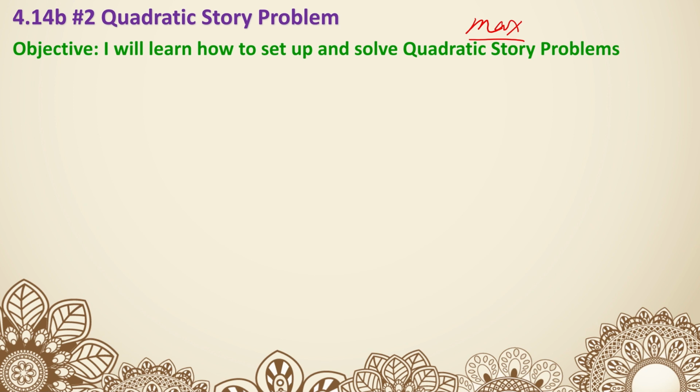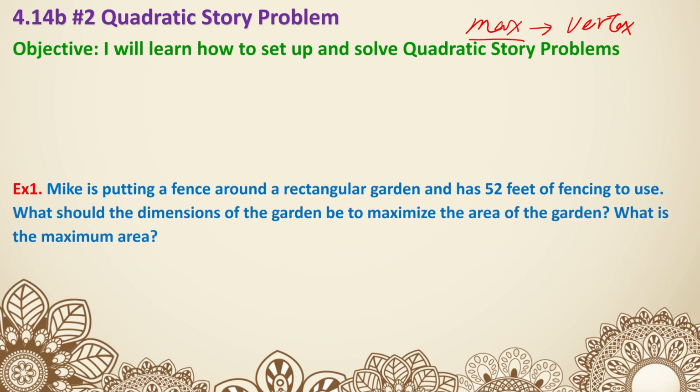And that means in order to find the maximum, we're not solving an equation, we are actually finding the vertex, because that's where we have the maximum value for a quadratic function. In other words, we have to set up the function so that we can use negative b over 2a to find the vertex. So let's have a look.